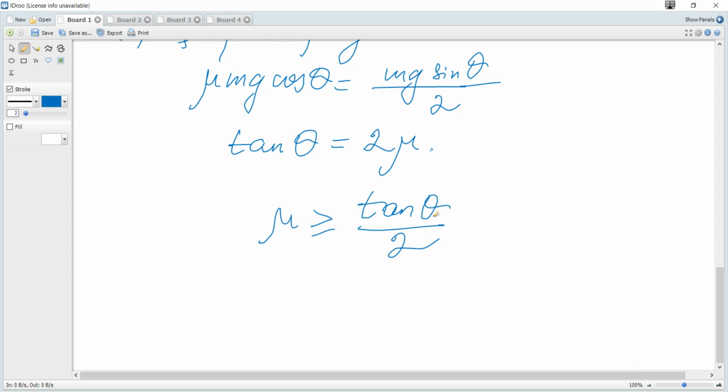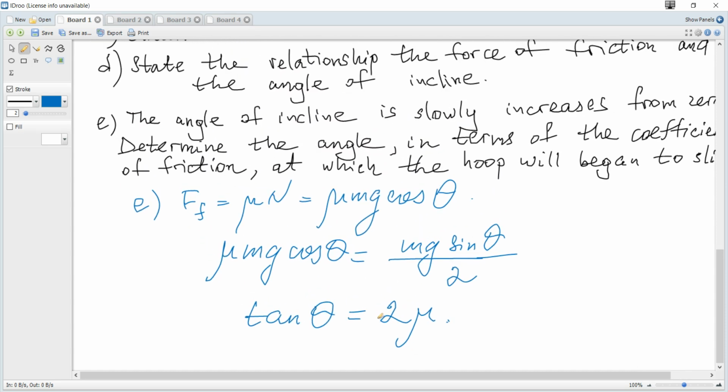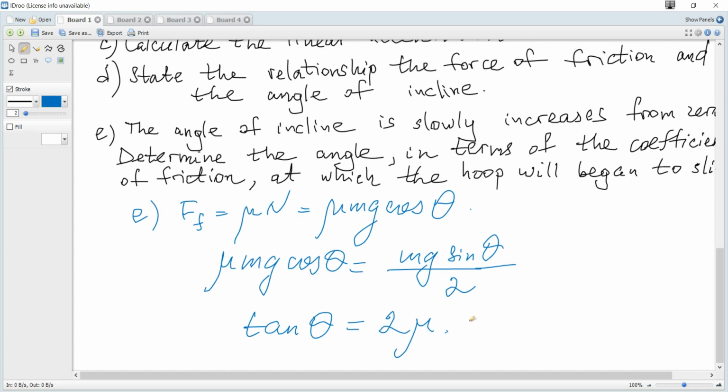And if theta is not small enough, mu will not be large enough to keep it rolling without slipping. But the inequality is not required here, so the required relationship is tangent of theta equals 2 mu. And that's also it for this question.